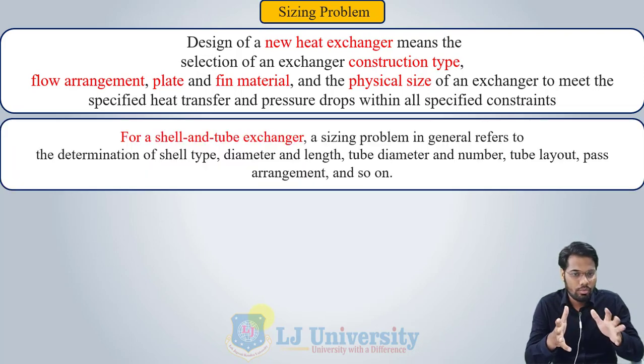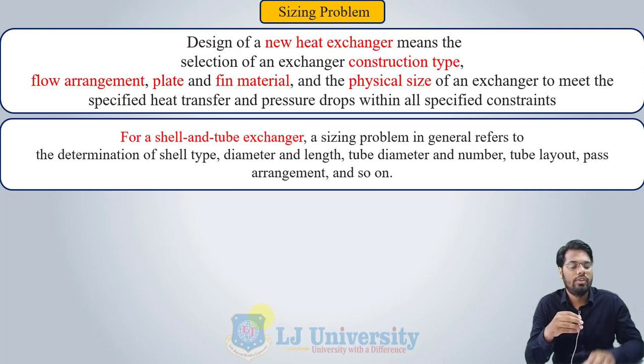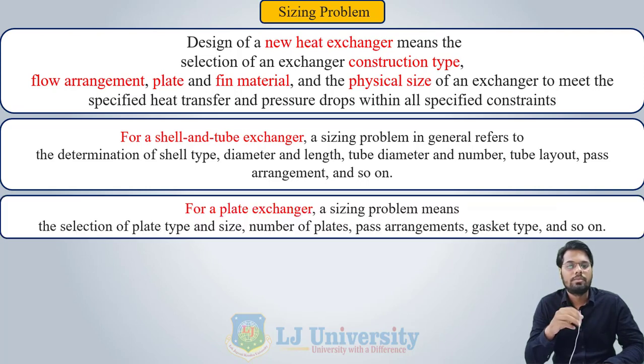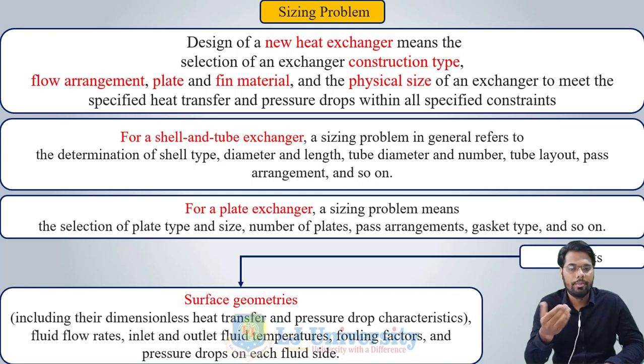For a shell and tube heat exchanger, a sizing problem generally refers to the determination of the type of shell, diameter and length of the tubes you are going to use in the shell, tube layout and the number of pass arrangements for fulfilling the final heat transfer rate. For a plate heat exchanger, in a sizing problem, the selection of the plate size, number of plates, pass arrangement and gasket types are decided according to the final required heat transfer rate and allowable pressure drop.